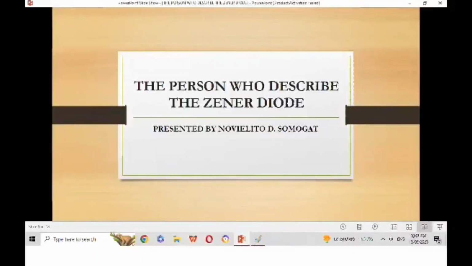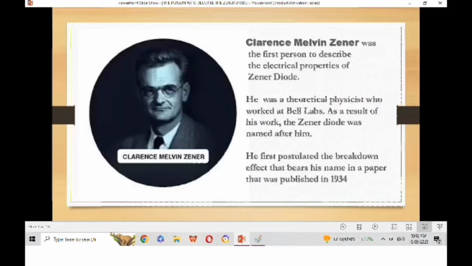The person who described the Zener diode: Clarence Melvin Zener was the first person to describe the electrical properties of the Zener diode. He was a theoretical physicist who worked at Bell Labs. As a result of his work, the Zener diode was named after him. He first postulated the breakdown effect that bears his name in a paper published in 1934.